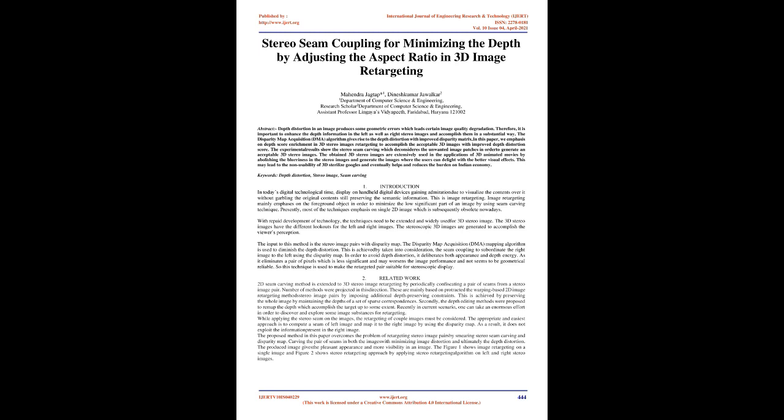Therefore, it is important to enhance the depth information in the left as well as right stereo images and accomplish them in a substantial way. The Disparity Map Acquisition, DMA, algorithm gives rise to the depth distortion with improved disparity matrix. In this paper, we emphasize depth score enrichment in 3D stereo image retargeting to accomplish acceptable 3D images with improved depth distortion score.